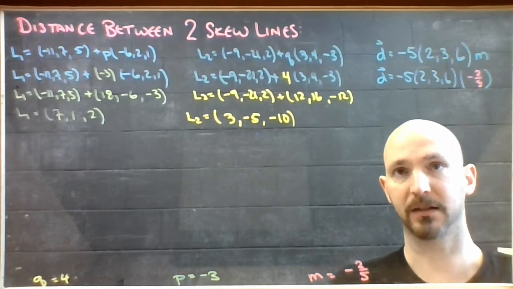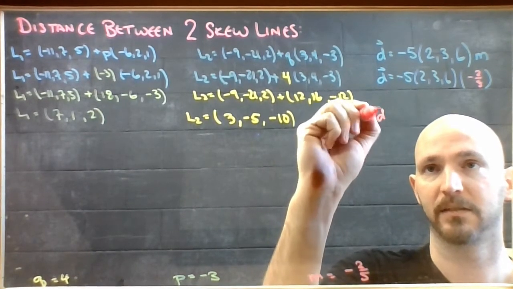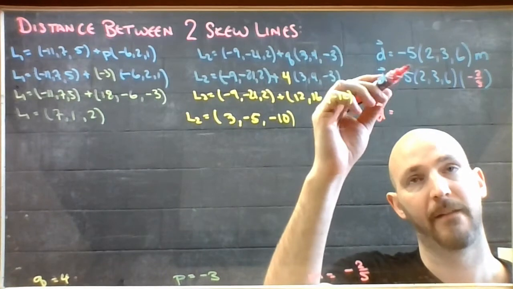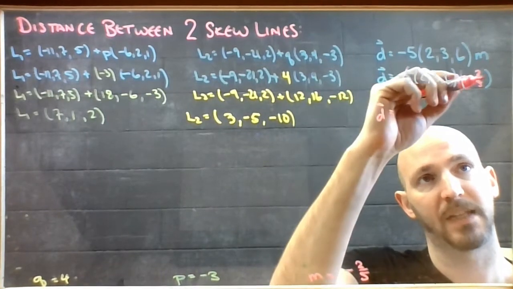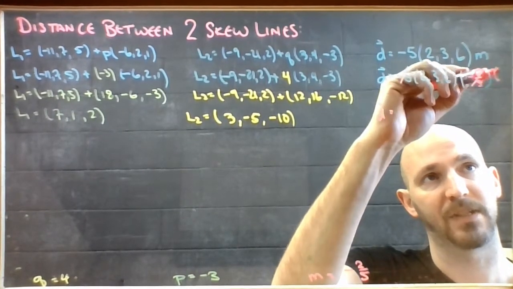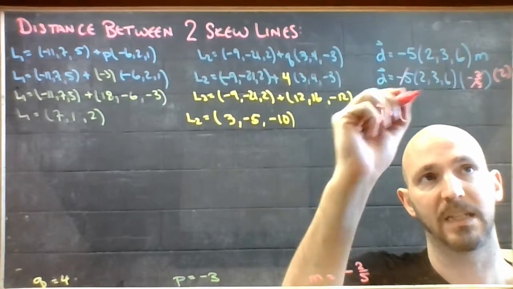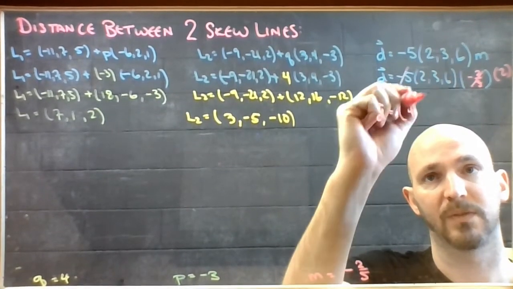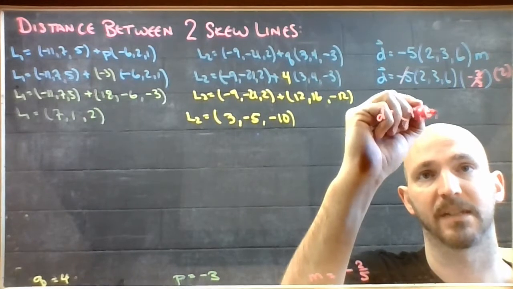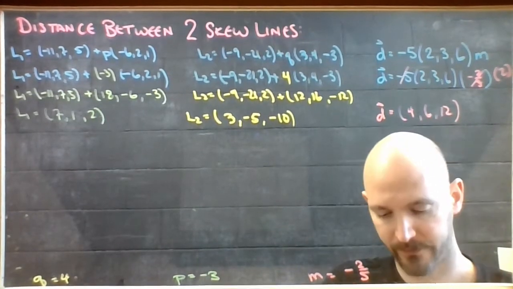And back here, D would be, well, -5 times -2/5 leaves that as just a factor of 2. So D should be 2 times 2 is 4, 2 times 3 is 6, 2 times 6 is 12. All right.